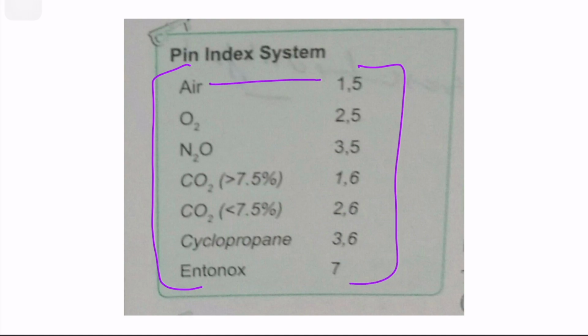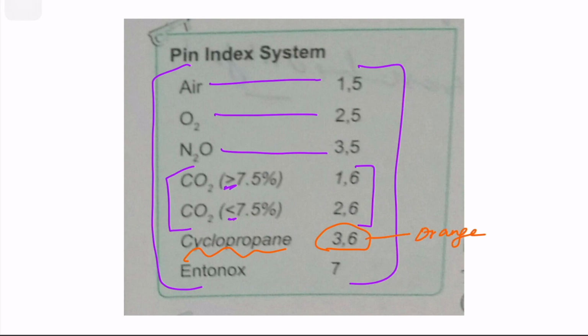For air it is 1,5, for oxygen it is 2,5, and N2O it is 3,5. For carbon dioxide we have two numbers, 1,6 and 2,6. If it is more than 7.5 it's 1,6, and less than 7.5 it is 2,6. For cyclopropane it is 3,6, and cyclopropane the cylinder color is orange, and Entonox the number is 7.